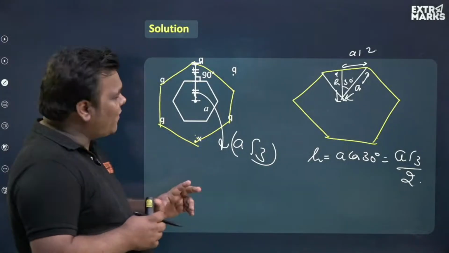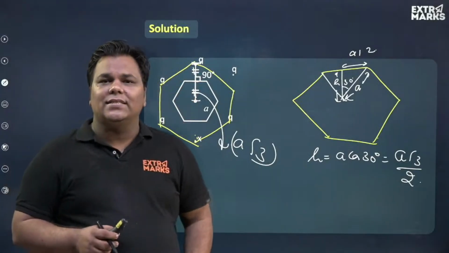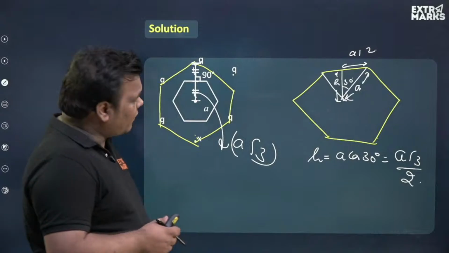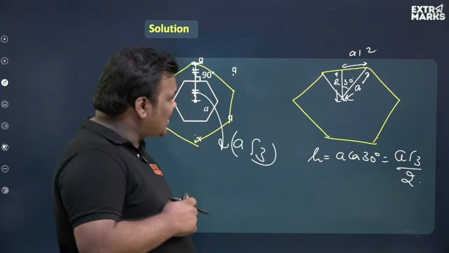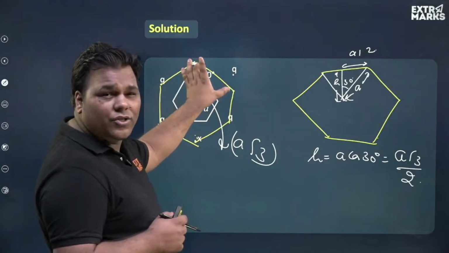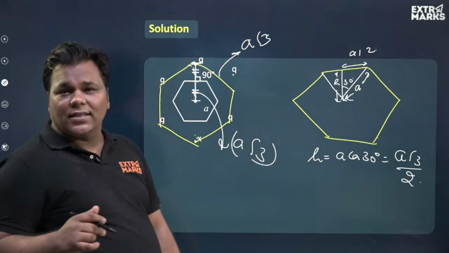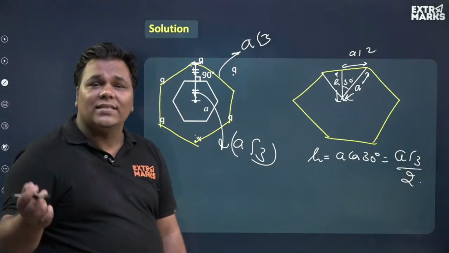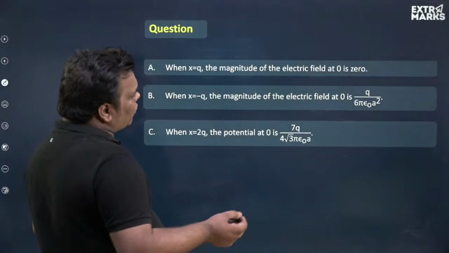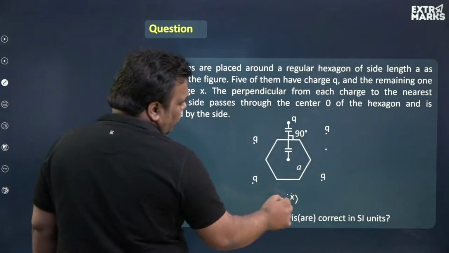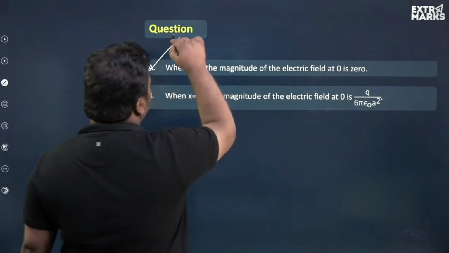So now what I have, the line joining center to the end point of this, to the charge Q, the length of this line is A root 3. And if the length of this line is A root 3, this is also, I think, A root 3. So yes, I got my answer. Side of the new hexagon will be A root 3. Now, everything is simple. When X is equal to Q, obviously guys, the figure will be symmetric. So yes, my first statement is correct.